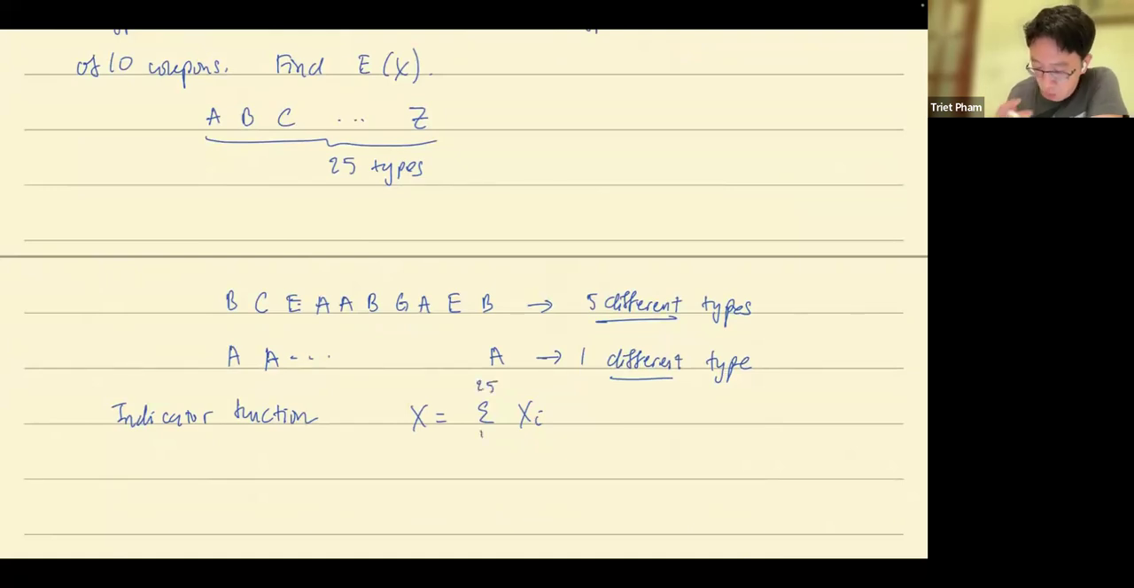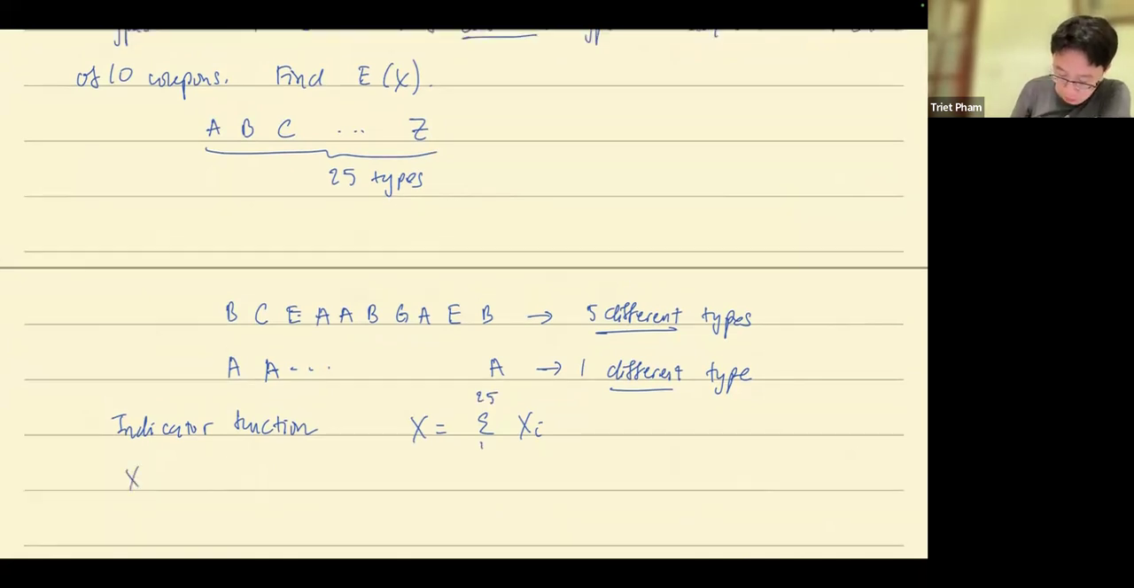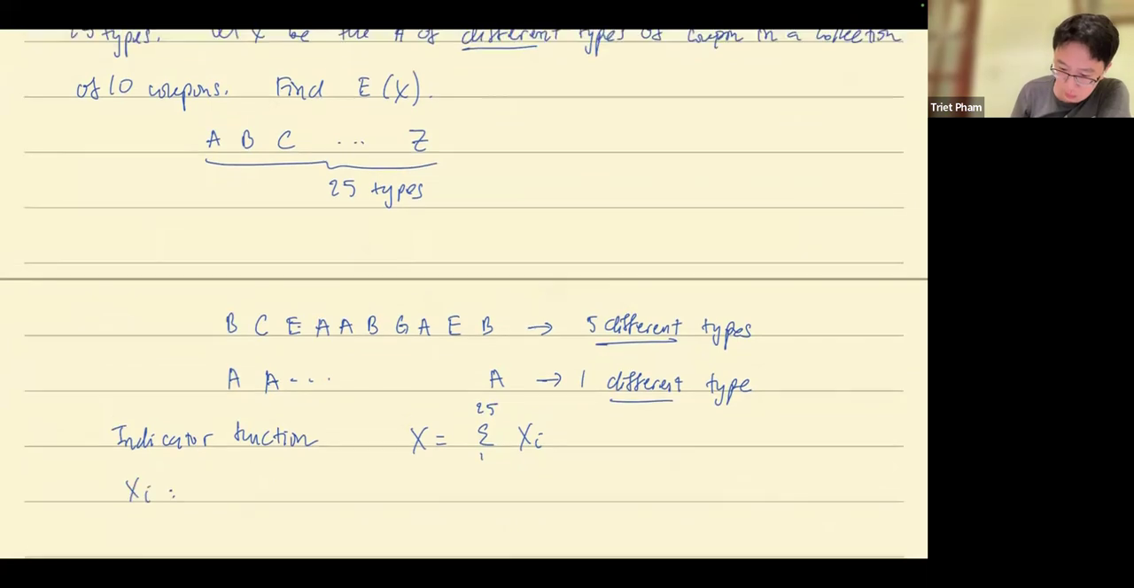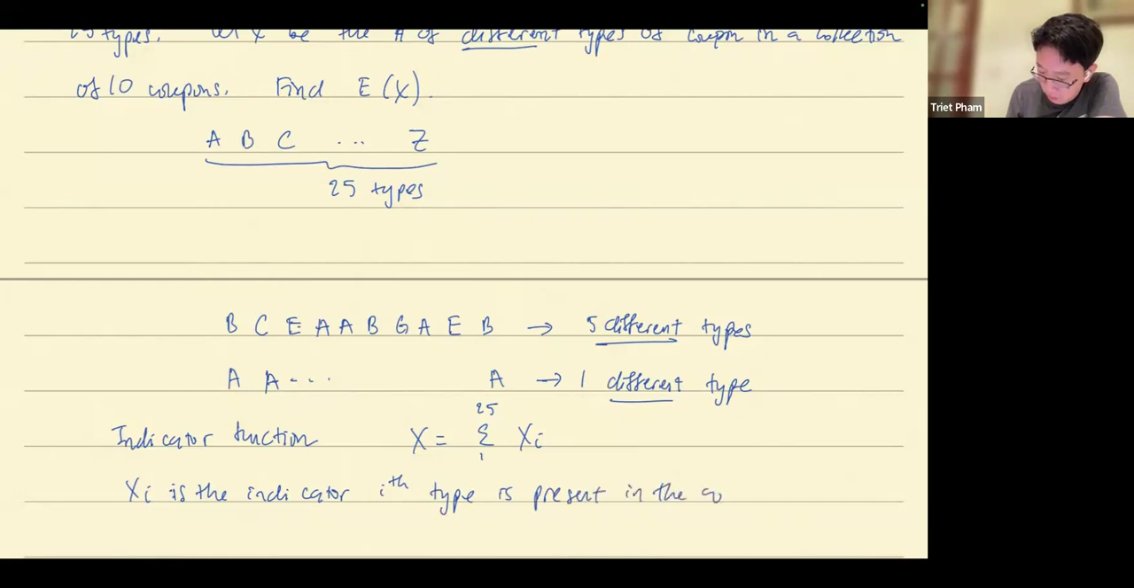Okay. So what are we looking at here? We look at each type, from 1 to 25, and we ask if the ith type is in the collection. Is that okay?